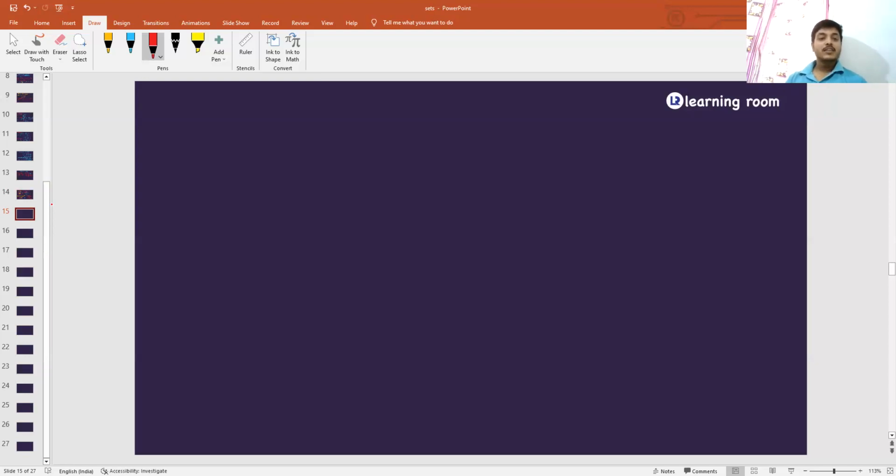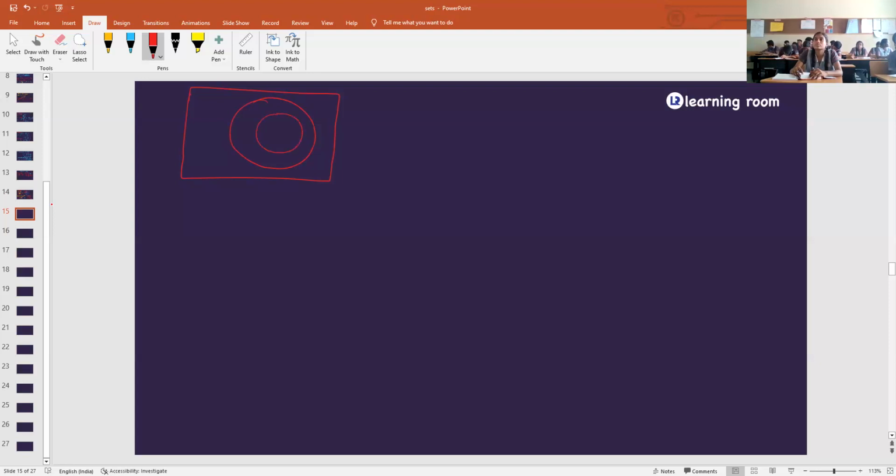Now, if I draw something like this, this is set A, this is set B, this is the universal set. Can you comment on A and B? What is A intersection B? What is A intersection B here?